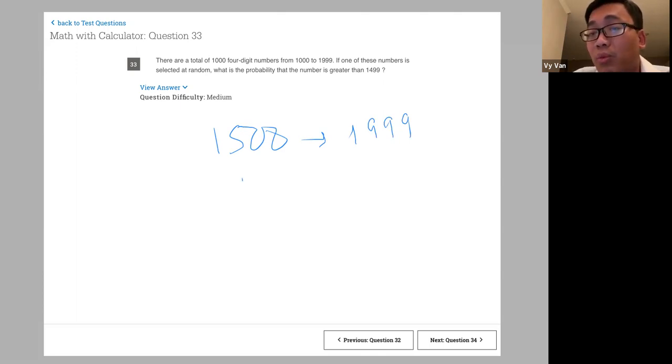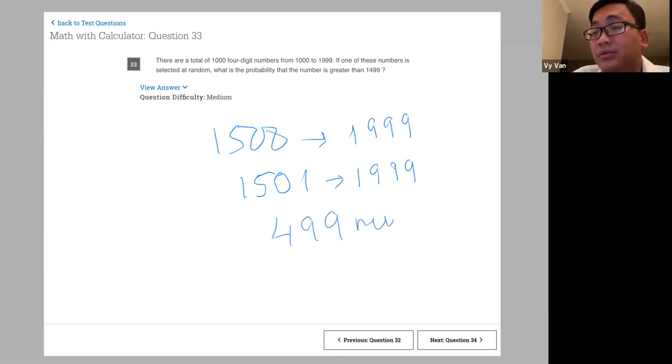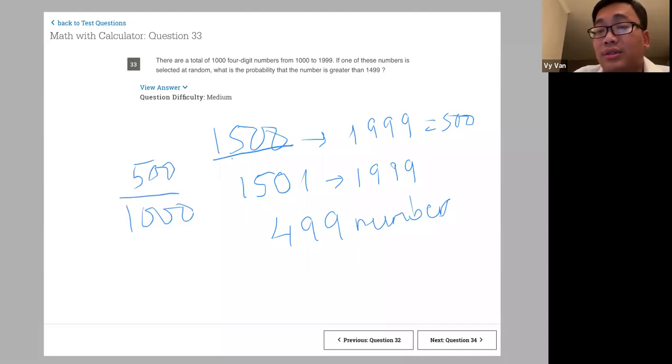From 1,001 up to this, we have 499 numbers. And including this one, we'll have a total of 500 numbers. So the probability will be 500 out of the total of 1,000. So that's 1/2, or 0.5, okay?